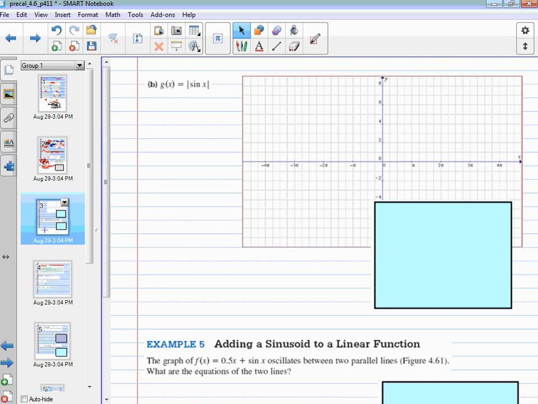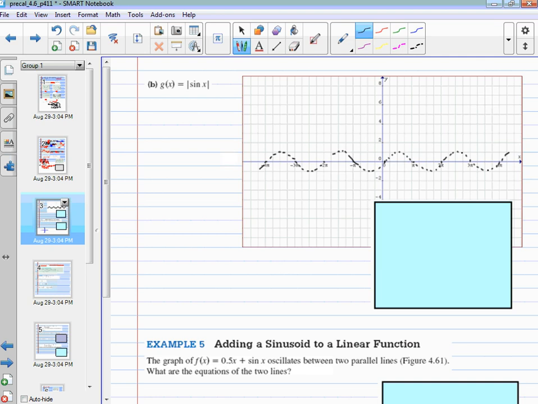Absolute value sine of x. Okay, well, we know absolute value makes it positive. I know that a normal sine graph looks like this as I go along. Did I do that right? Nope. I got off over here on this side. Maximum come through, minimum come through, maximum come through. There we go. All right. So there's my normal sine graph.